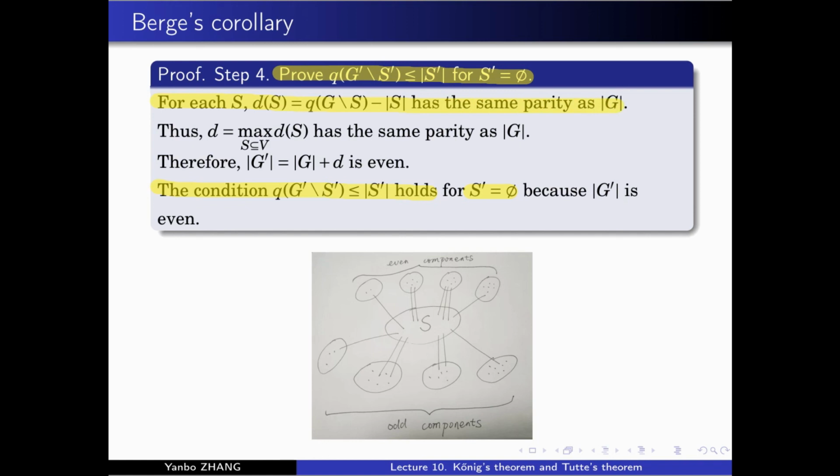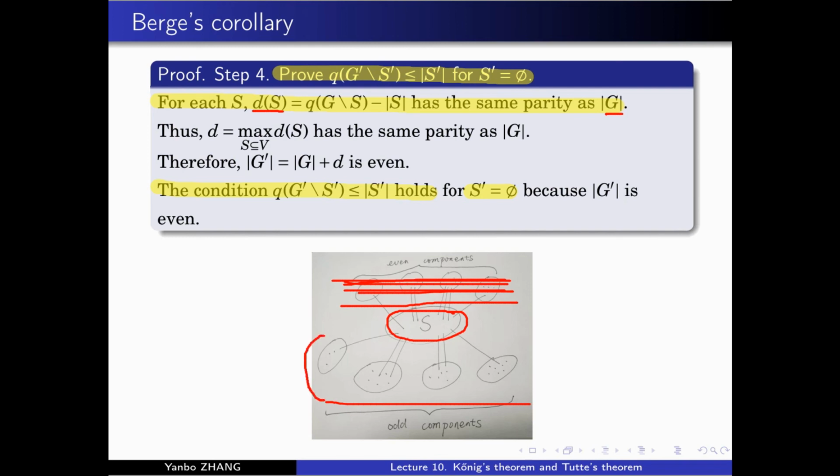That is, if G is even, then d_S is even. If G is odd, then d_S is odd. d_S and G have the same parity. Why? Let's see the graph below. G has a subset S, some even components and some odd components. If we delete all the even components, then the remaining graph and G have the same parity because we have deleted an even number of vertices.